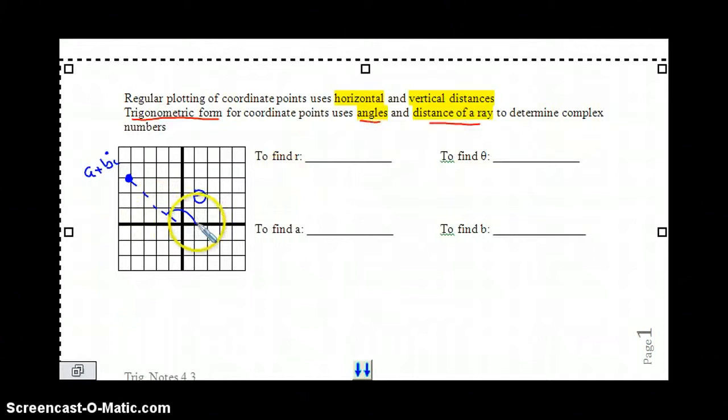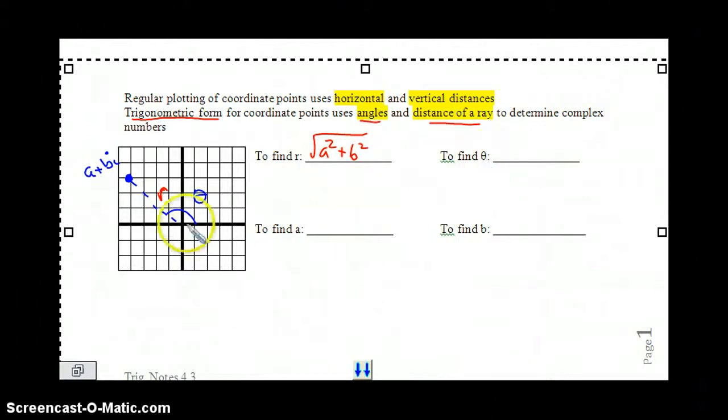I want to know what is the angle that my point is away from my initial side. We'll call that theta. And I want to know the length of this line, and we call that r, the distance of the ray. So we've got some formulas that we're going to have to come up with to be able to find trigonometric form. We've already talked about finding r in the previous example. If I wanted to know this distance, I would just use the formula square root of a squared plus b squared.